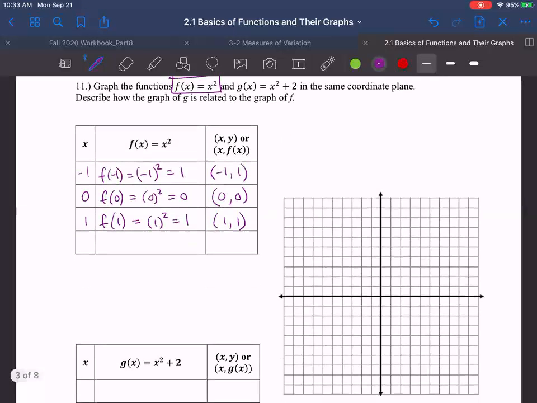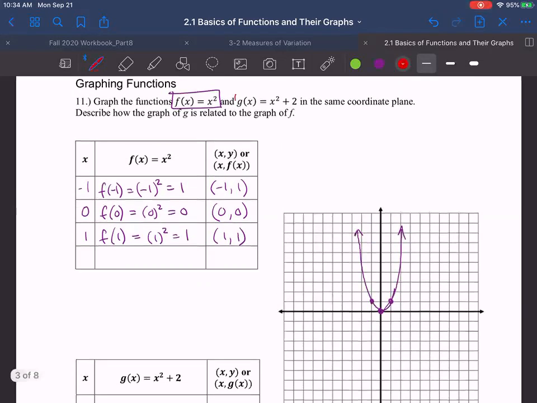If I go over here to my graph, I can plot these 3 points. I have the point -1, 1, the point 0, 0, and the point 1, 1 right there. And that gives me those 3 points, and then this makes a kind of U-shaped graph we call a parabola, and it's going to look like this. I think I can do this other side a little better. So something like that.